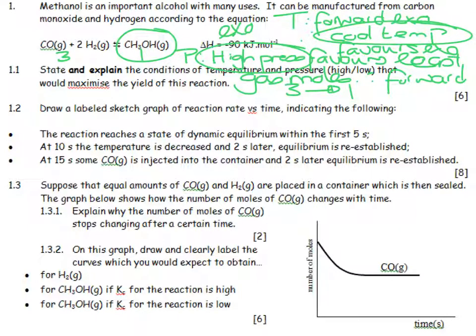Draw a labeled sketch graph of reaction rate versus time indicating the following. Now the important thing here is that you are doing a rate graph. You are not doing the concentration of any of the substances. So when you have a rate graph, let's just call it reaction rate, and over here we have got time, and we start off, oh, that's not ideal really, just erase that there and put the time axis down there.